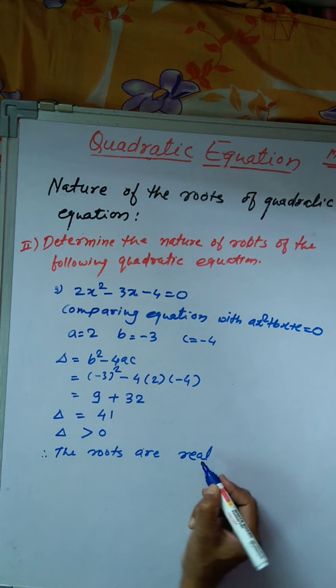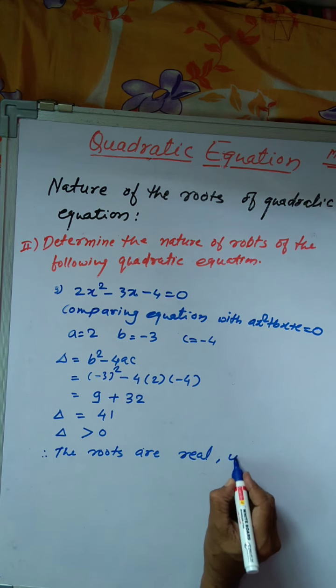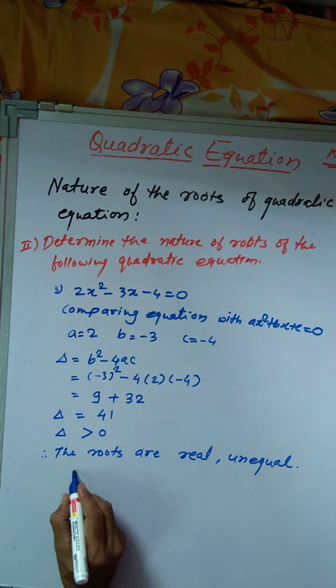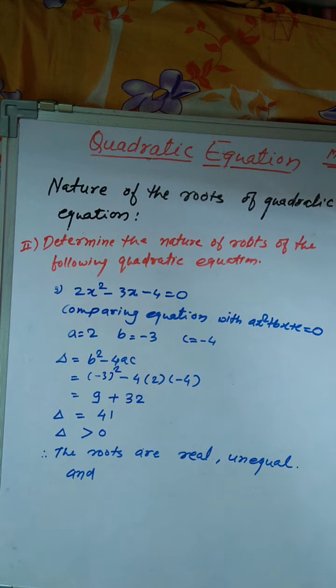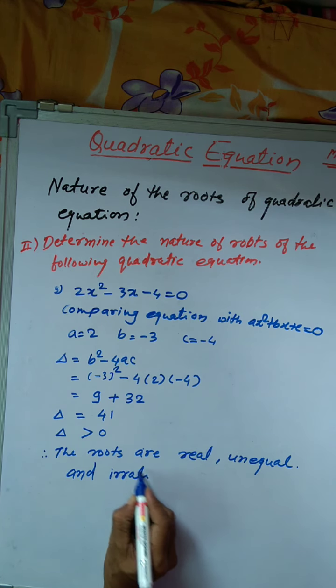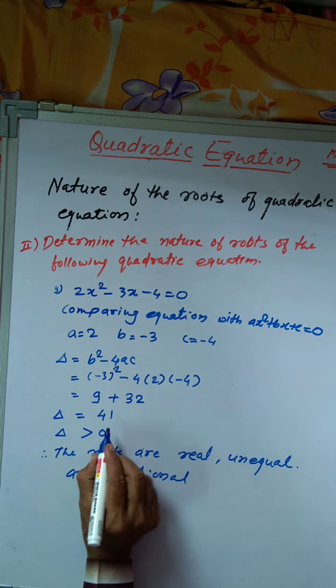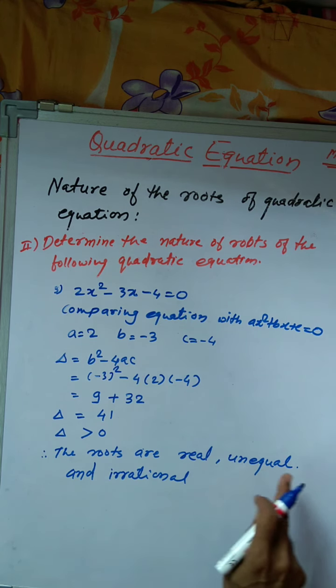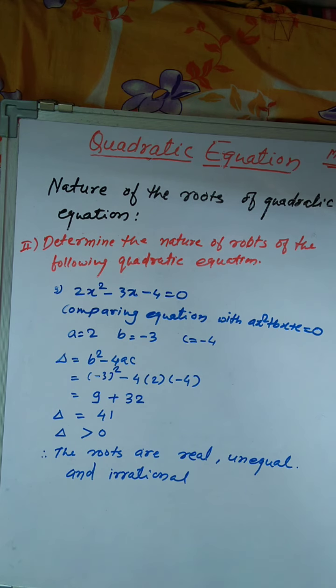real, unequal, and 41 is not a perfect square. That means the roots are irrational. Perfect squares mean 1, 4, 9, 16, 25 are the perfect squares. 41 is not a perfect square, hence the roots are real, unequal and irrational.